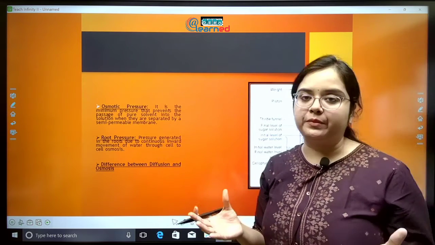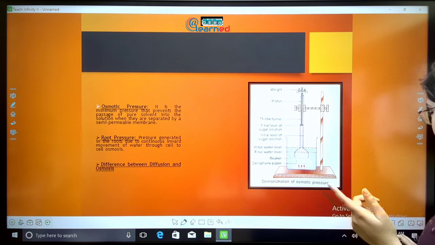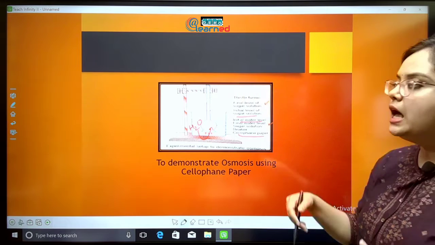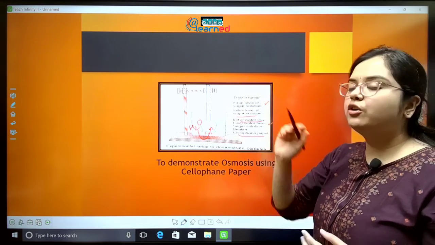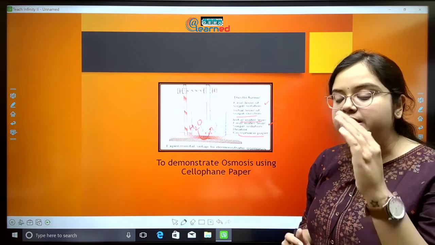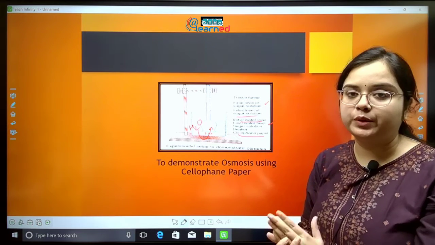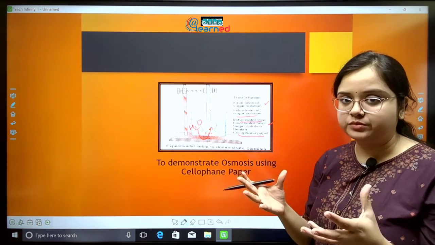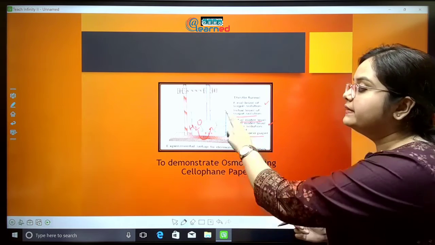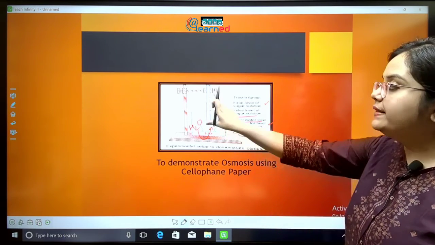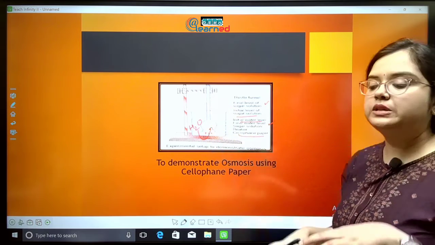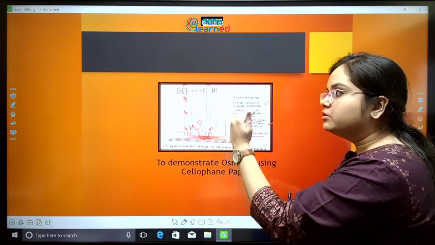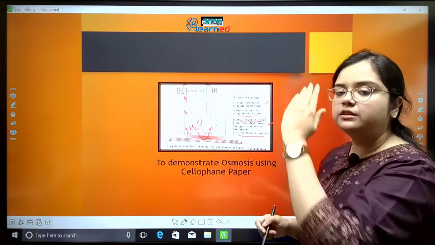So if we go back to this slide where water was entering into the thistle funnel, what do you think, for how long this entering of water will happen? At some point this osmosis process will stop. When will it stop? When the concentration of both will be equal? No. Before even the concentration gets equal, the osmosis process will stop. When the water column inside the thistle funnel will start exerting a pressure on the water of the beaker that is entering the thistle funnel.